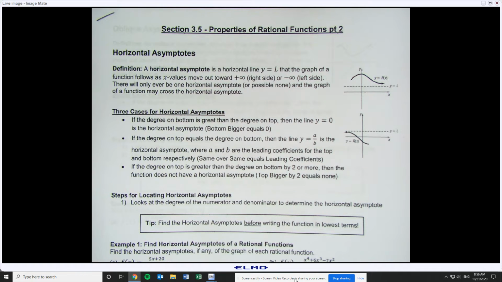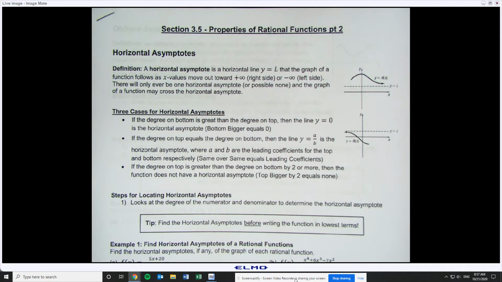asymptotes. Now, horizontal asymptotes are very similar to vertical in that it's an invisible dotted line that your graph will follow. But this time they're horizontal, so they're going side to side. Now, another big difference between horizontal asymptotes and vertical asymptotes, for vertical, we saw that that was a line that our graph could not cross at all. But for horizontal, you are able to cross it. It's just as you tend out to the far right side and left side, or as x goes to negative infinity and positive infinity, your graph is going to follow along and basically match the line.